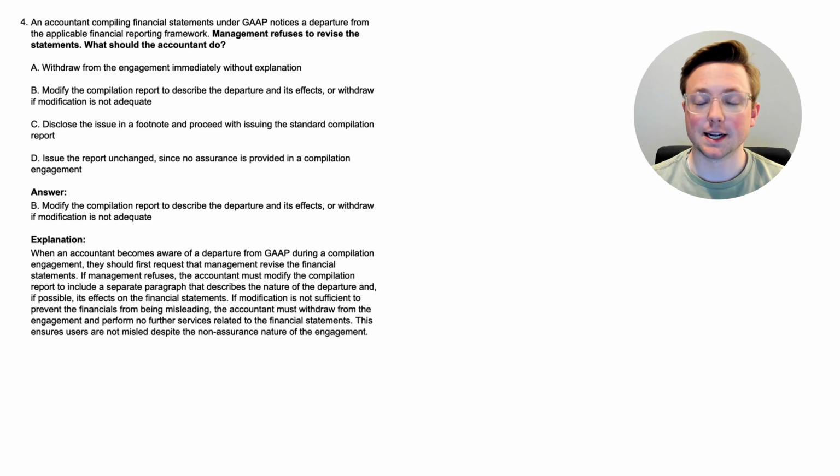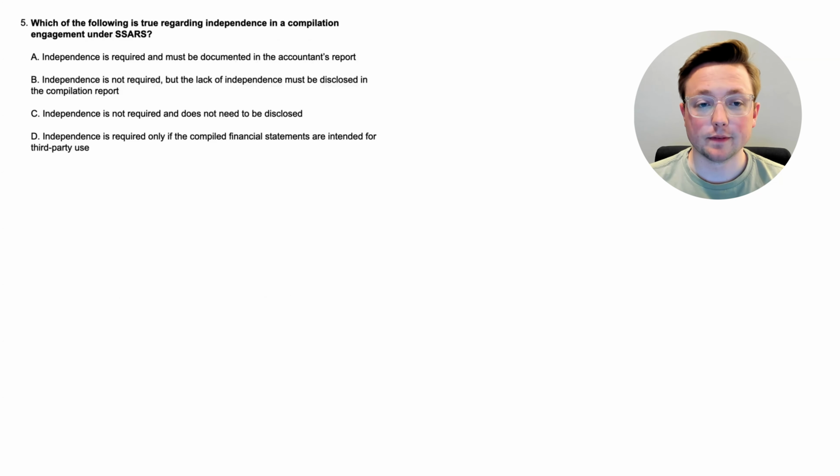Now with that, let's go to the next question. All right, here we are at question 5. Which of the following is true regarding independence in a compilation engagement under SARS? So let's go through the options. Option A, independence is required and must be documented in the accountant's report. Option B, independence is not required, but the lack of independence must be disclosed in the compilation report. Option C, independence is not required and does not need to be disclosed. Or option D, independence is required only if the compiled financial statements are intended for third-party use. So what's true as far as independence when it comes to a compilation engagement?